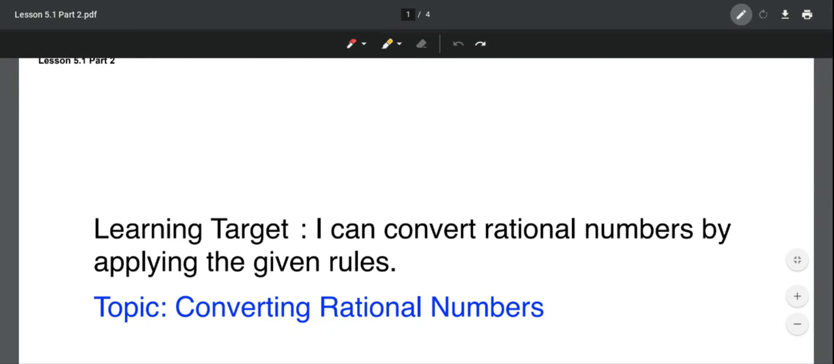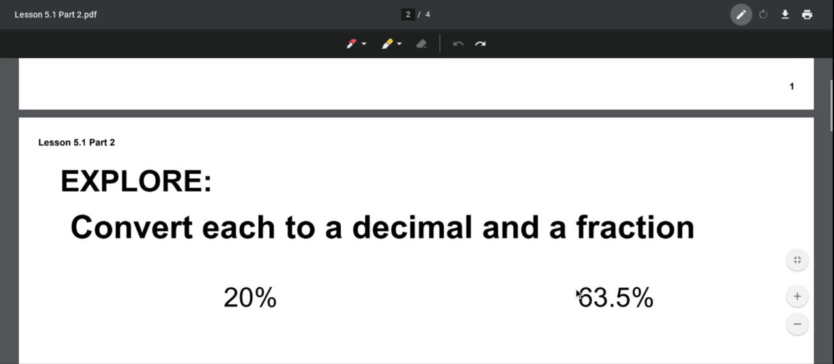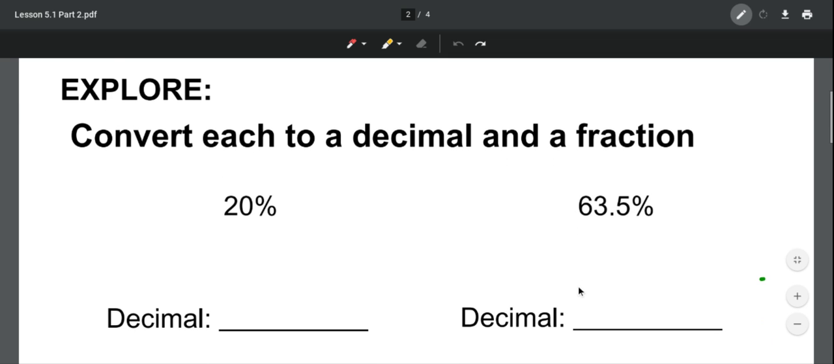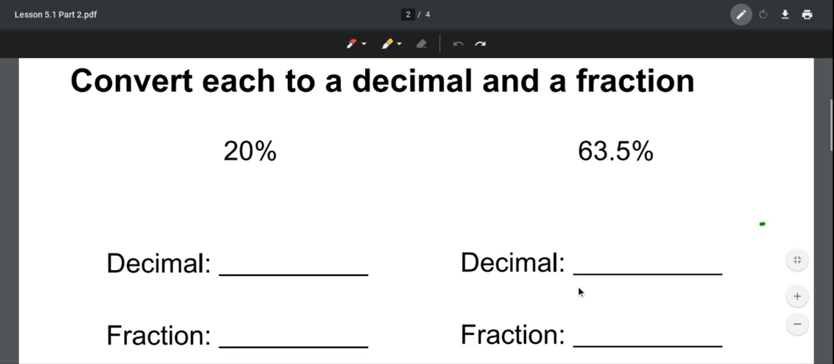Hello, boys and girls. In lesson 5.1, part 2, we will convert rational numbers by applying the given rules. Let's begin exploring by converting each of these percents into a decimal and then into a fraction.